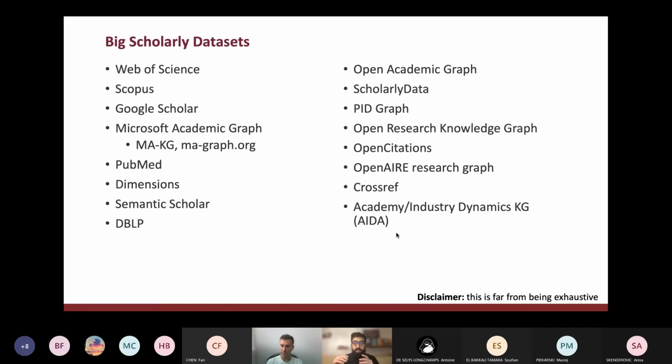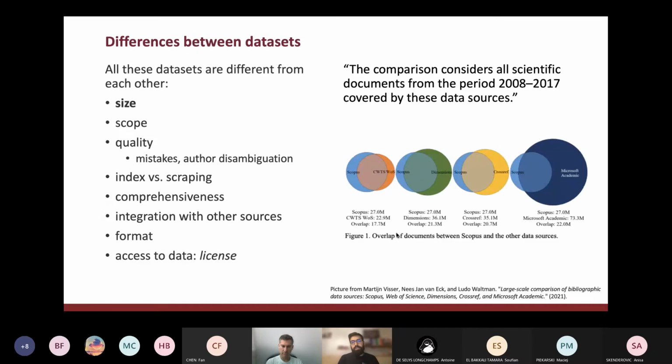But anyway, what I want to say is that this list is far from being exhaustive. There are so many out there, and every year there are new ones coming out. So this world is becoming very intense in terms of existing datasets. Now, all these datasets have differences, because you may wonder why we need all of these big scholarly datasets. It's because they have differences, and these differences span across several features. The first one that I want to talk to you about is size.